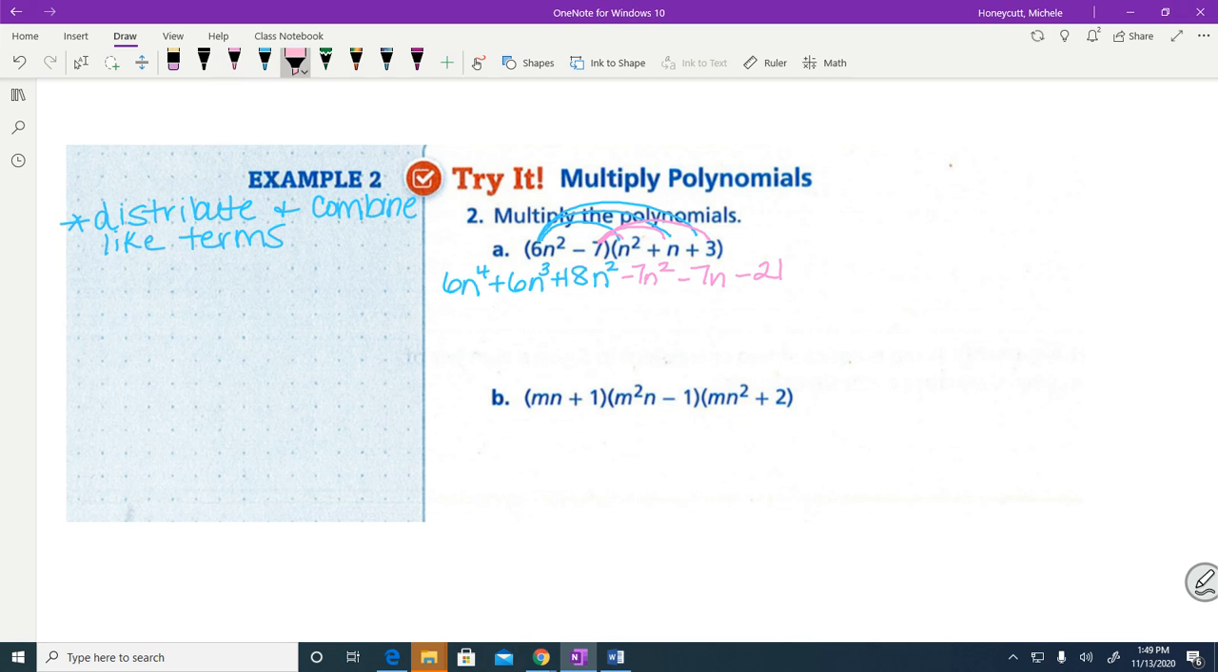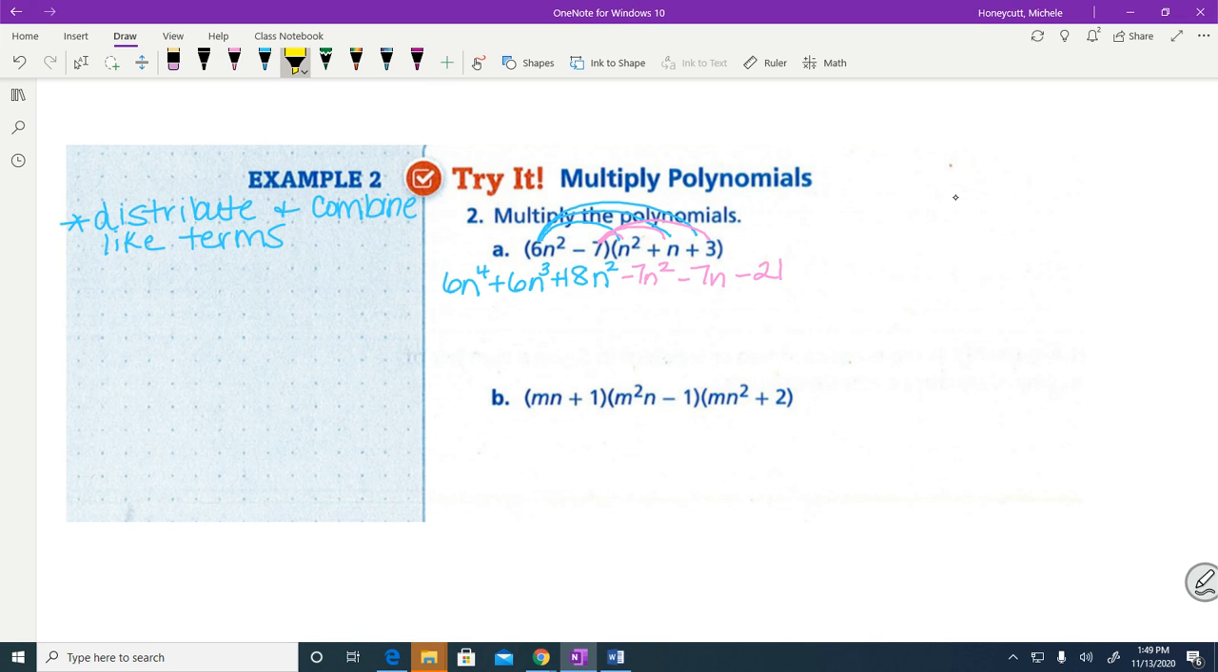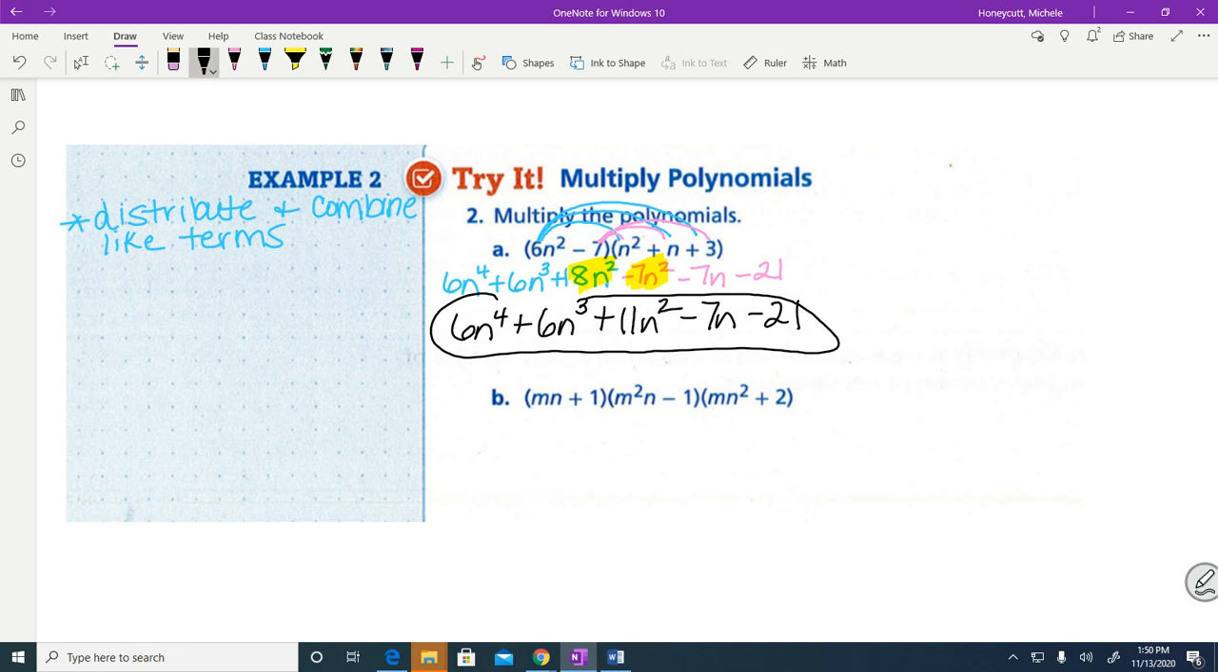So then I just look for and combine like terms. So let's see, any 6n to the fourths? No, but I'm going to highlight the n squareds. Those are like terms I can combine together. So this would look like 6n to the fourth plus 6n cubed plus 18 minus 7 is 11n squared minus 7n minus 21. So it feels the same, just now our polynomials are a little longer.